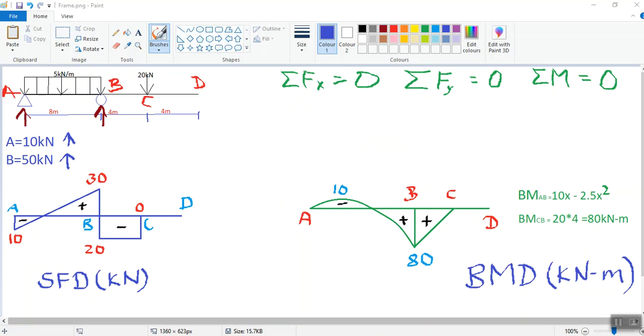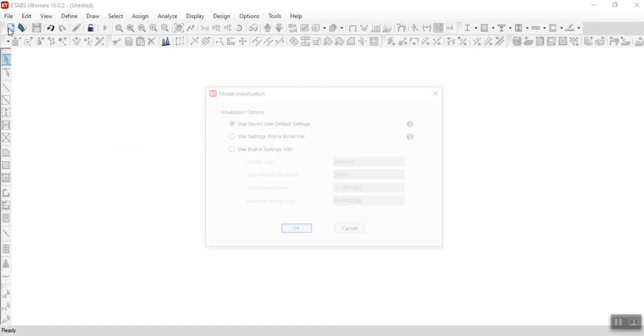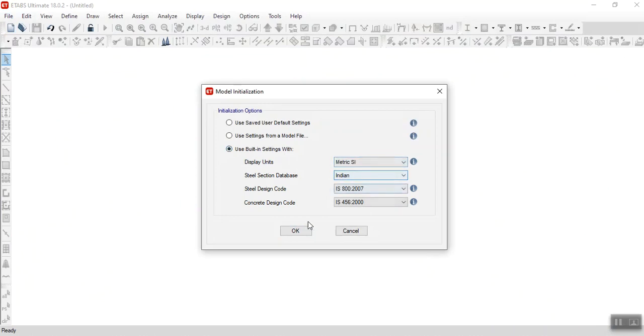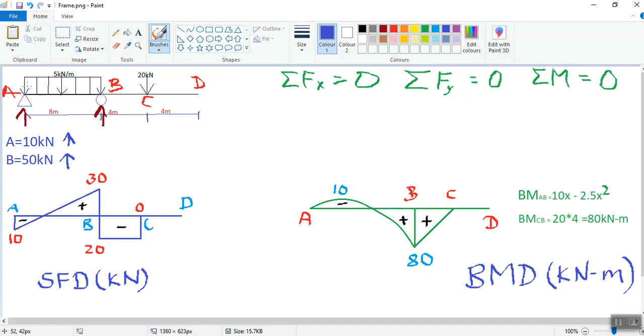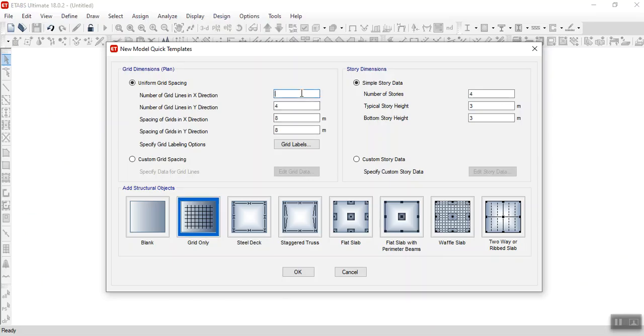Now we will use Etabs to do this problem easily and fast. Open Etabs, new model, built-in setting metric, Indian system. Here grid lines in x direction for support A, support B, and D. So 3 grid lines in x direction, no grid lines in y direction, so 1. Number of stories means the z direction number of grid lines. We have 1 number, so 1. Spacing we will change, we will modify grid.